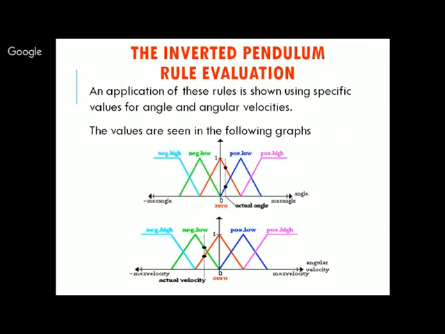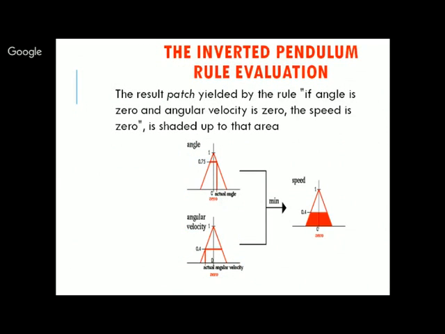If angle is 0, angular velocity is 0, then speed is 0. If angle is 0, angular velocity is negative low, then speed is negative low. If angle is 0, angular velocity is positive low, then speed is, that is what we are going to see now. See, each of these rules: angle is 0, angular velocity is 0, speed is 0.